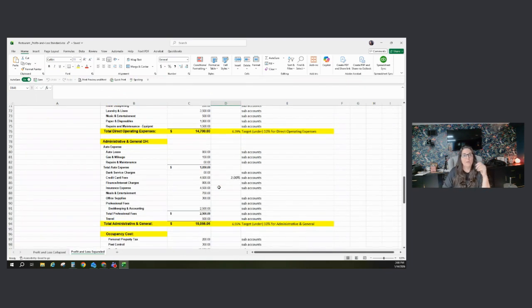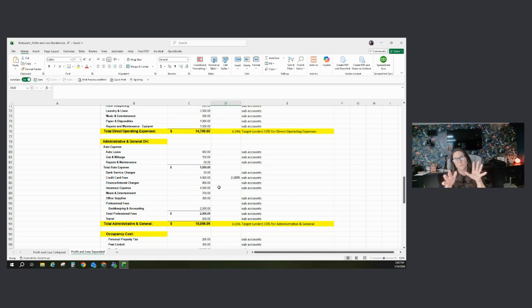After that, we have admin in general. This is basically your overhead header account, like the bigger bucket. And what goes in here, a good rule of thumb, for the most part is anything that you'd still be paying regardless if you had to shut down or not. If you had to close for a week for whatever reason, these expenses for the most part would still be here. So what I have under here is auto lease, because if you lease a car, you could auto lease through the business, gas and mileage, repairs and maintenance, bank service charges, credit card fees.